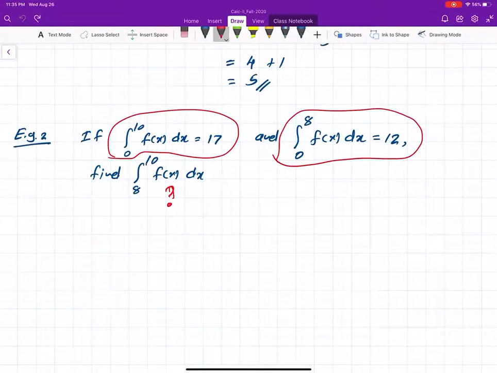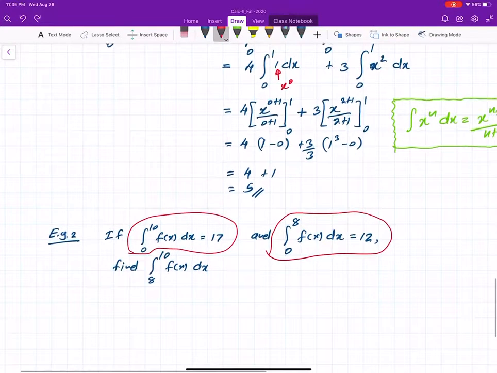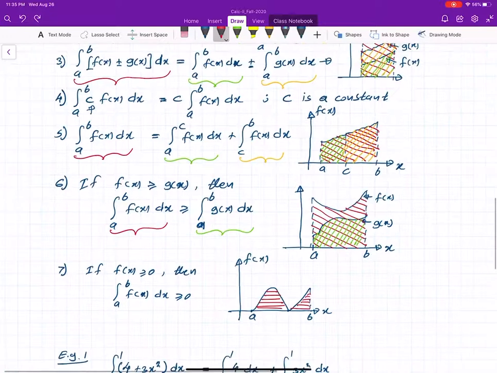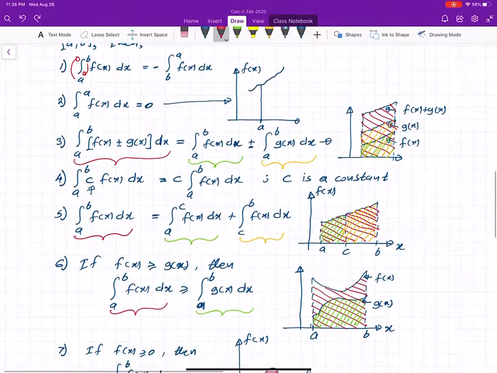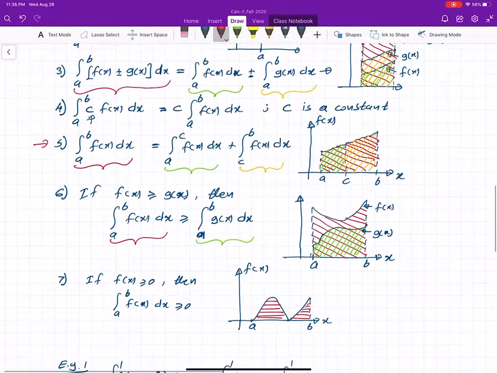Okay, let's do this problem. For that you can use a property, one property directly. Okay, let's see which property you are going to use. I'm going to use this property. That property is very important here because that property helps me to split the integral into two parts. All right.